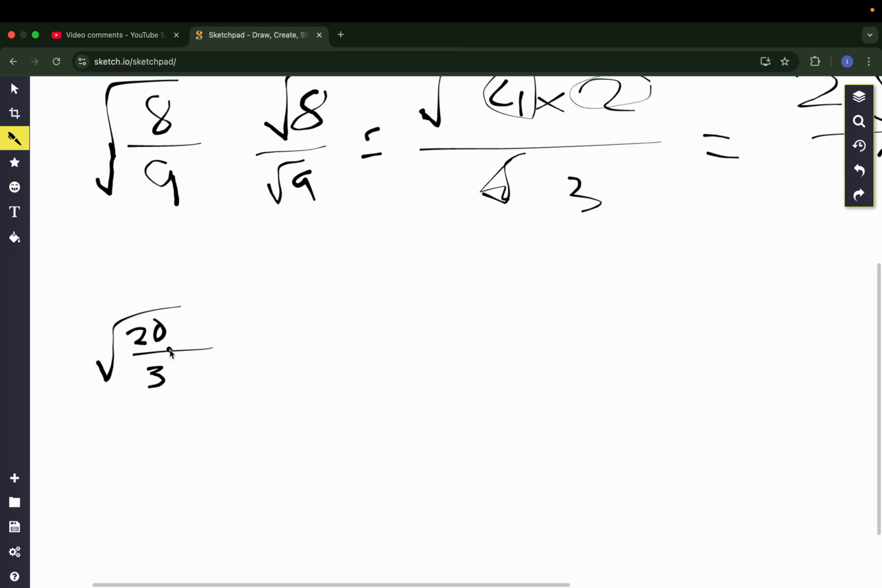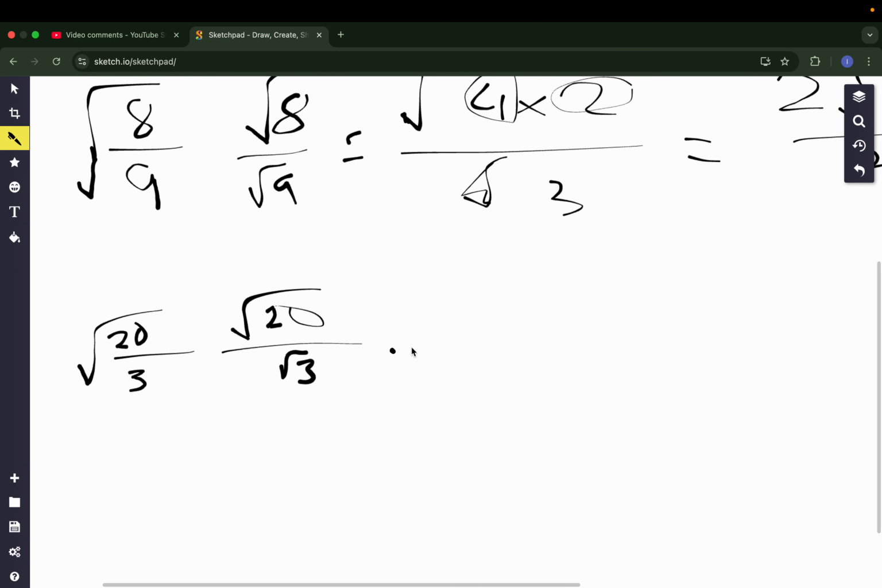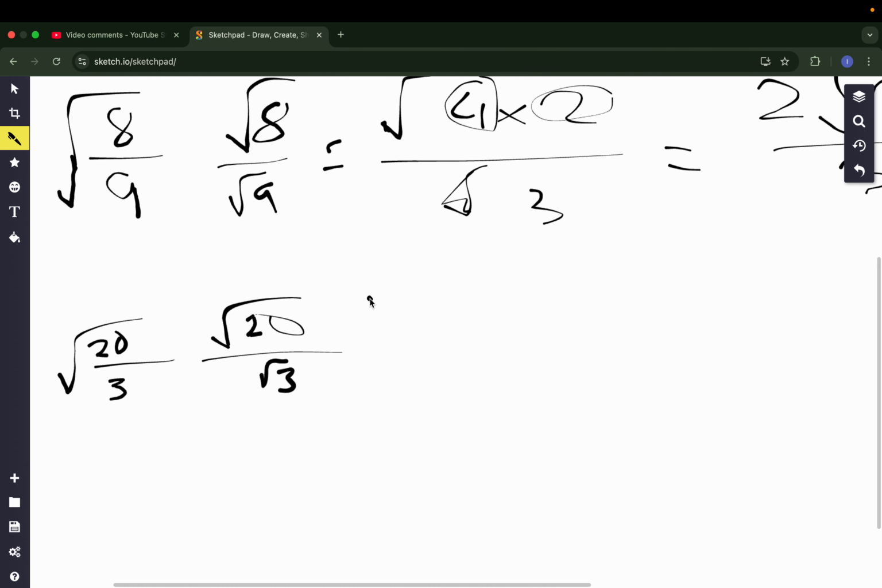When we look at this equation, we do the same principle, the square root of 20 over the square root of 3. But what do we do now, because this is already a square root on the bottom? Well, we can't have a square root on the bottom, because that just doesn't allow it. You're not allowed to have it.